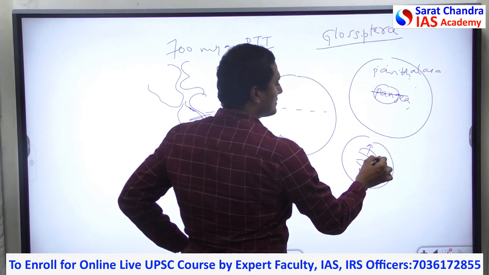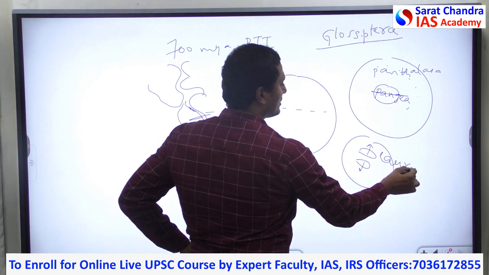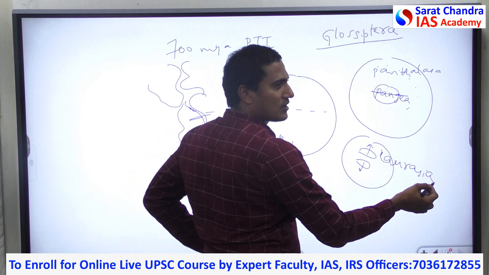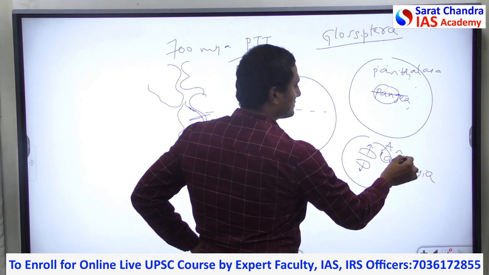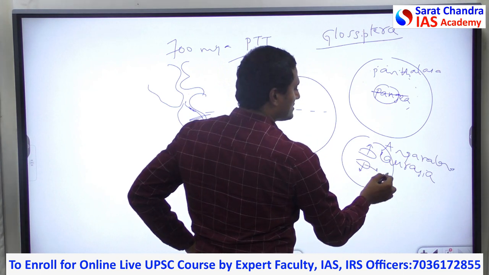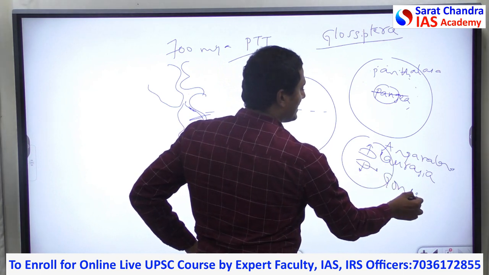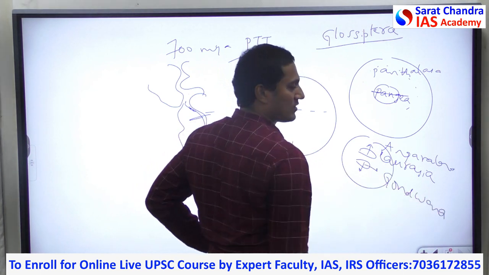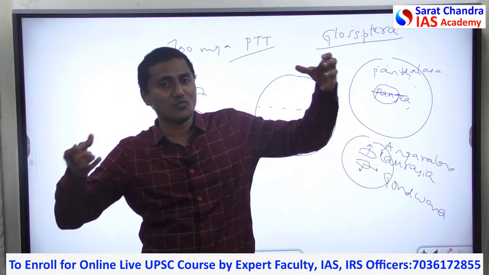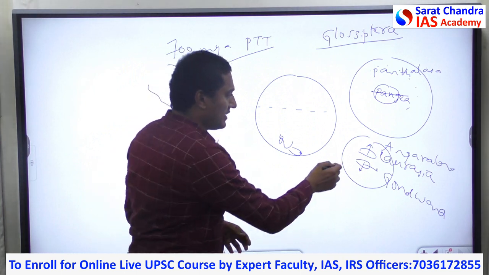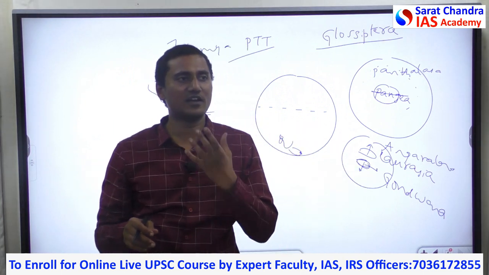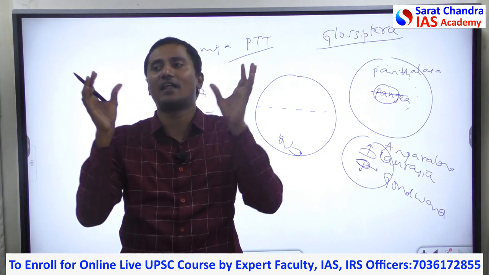Upper part is called as? Very good, Laurasia, some people call it Angaraland. This part is called as? Gondwana. Very good, Gondwana. India is a part of Gondwana. They started moving away. After moving away, again they started moving together. So in this Gondwana land, you have Africa, South America, India, Australia, all together.